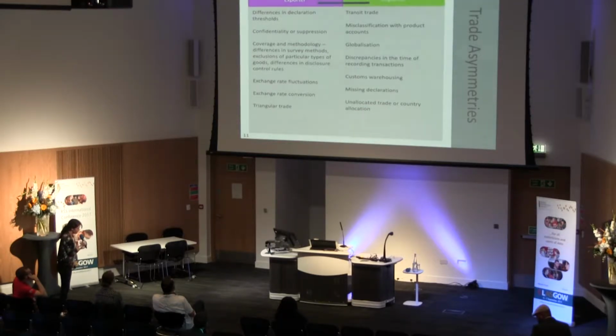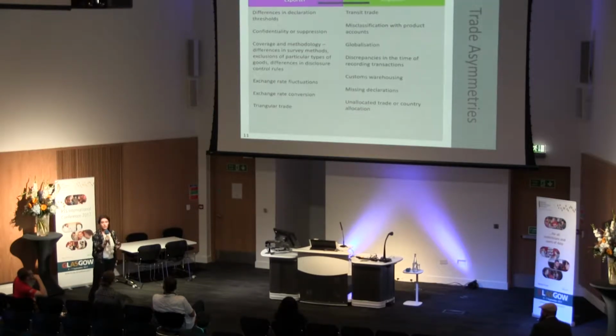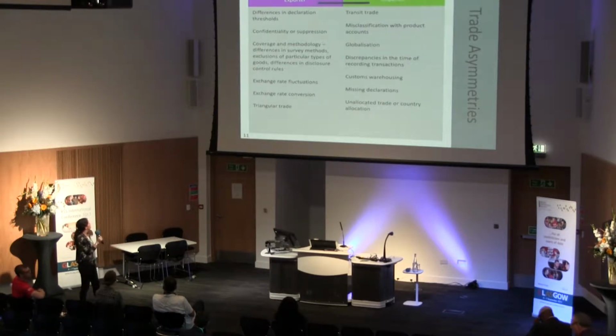There are lots of reasons why there may be differences between exporter and importer reports of the same trade flow. Very quickly, there could be differences in declaration thresholds. So one country may say you don't need to record trade if it doesn't exceed €20,000, for example. Another country may say that declaration threshold is €25,000. So we have some discrepancies there.